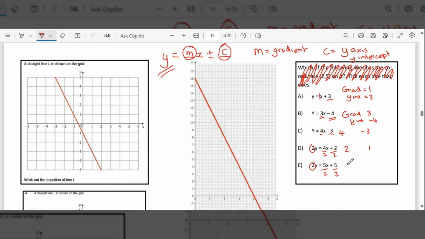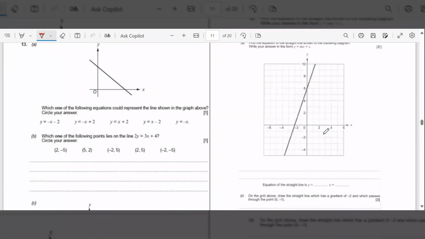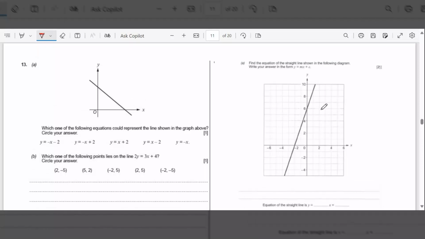And here, half of 5, the gradient would be 2.5. And actually here is the y-intercept, because it's 5 as well. Now, how can I get those lines off a graph? Okay, this is the question I want you to follow. What is the equation of the line?